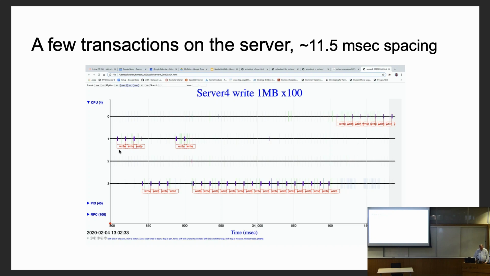So this says write, write, write. These are the beginnings of the bunch of writes. Some of them are running on CPU 1, some on CPU 3, some on CPU 0, because this thing is getting migrated around as it's blocked and as other stuff could be running. In this case, nothing else is running, but the operating system is migrating stuff anyway, which might not have been in the picture in your head.